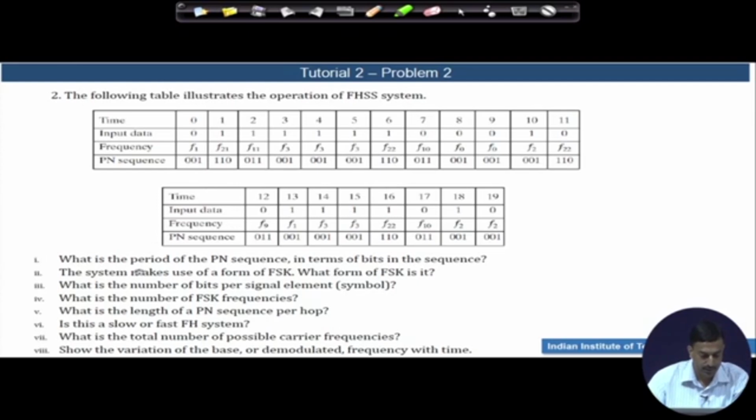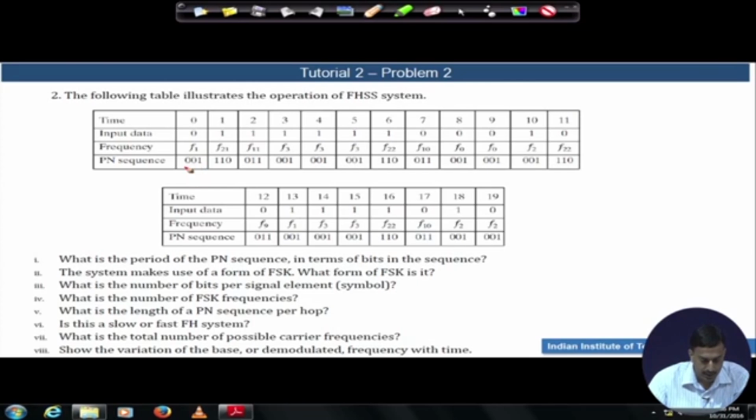So there is a set of questions to be answered, and the first one deals with finding the period of this PN sequence in terms of the number of bits. A close observation of row number 4 over here, which is nothing but the PN sequence, reveals that after every set of 5 such tribit PN sequences, we have a repetition.